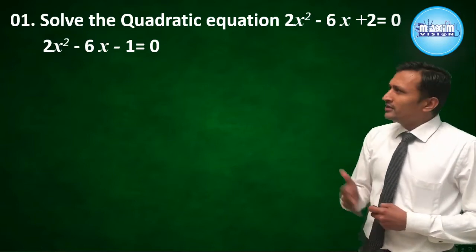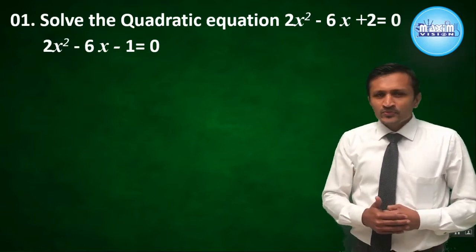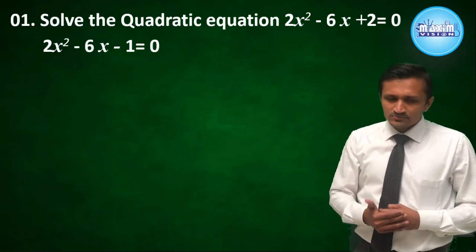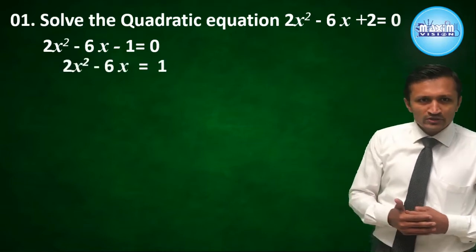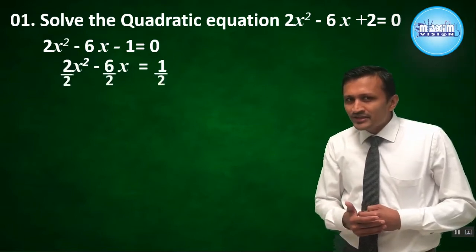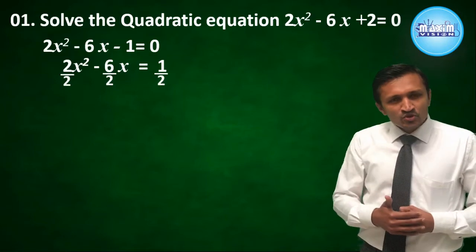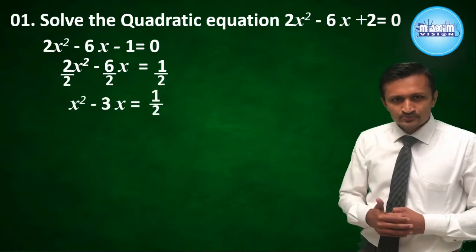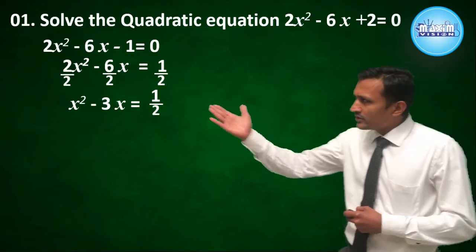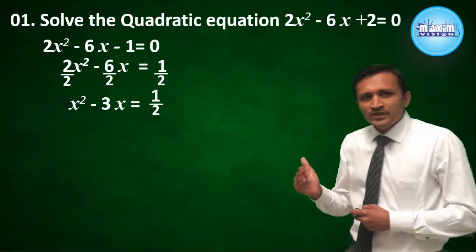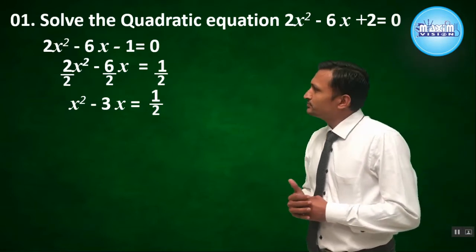Here are the coefficients of the x second power term and the x term. But you know how to do that one by taking the constant to the opposite side and dividing all terms by the coefficient to remove the coefficient of the x squared term, like this. Then we have on the left hand side a combination of the x squared term and the x term.